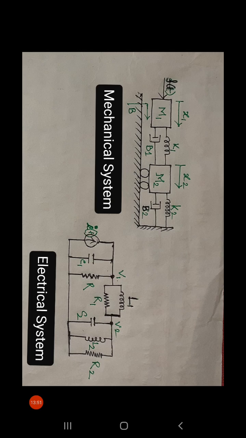So this is the total electrical network related to this mechanical system according to force current analogy. See here, in force voltage analogy we take elements in series, whereas in force current analogy we take them in parallel. You can see all the elements are in parallel with the same voltage.